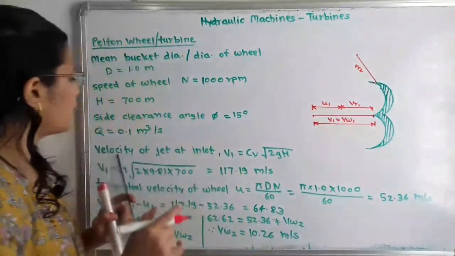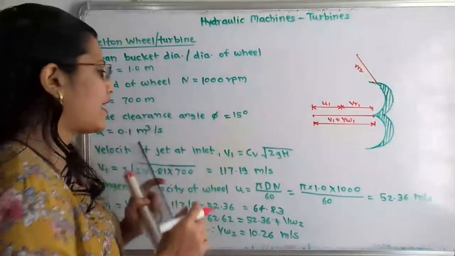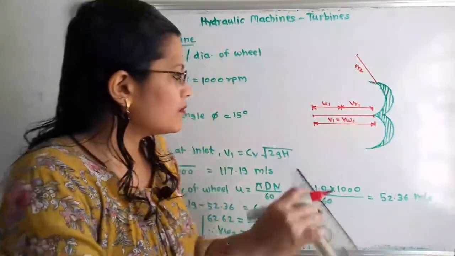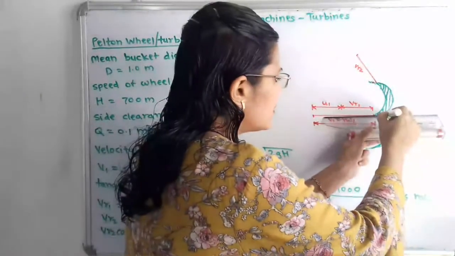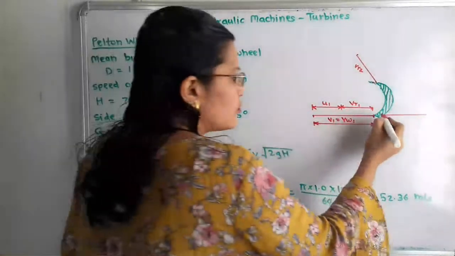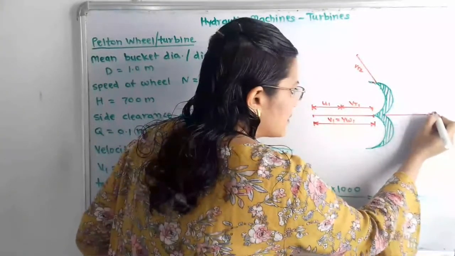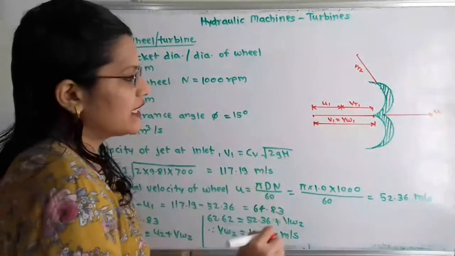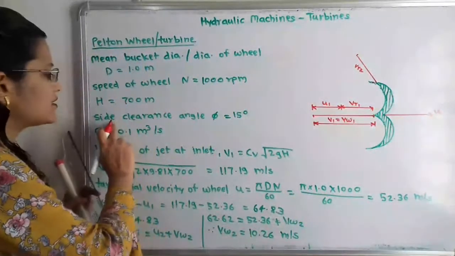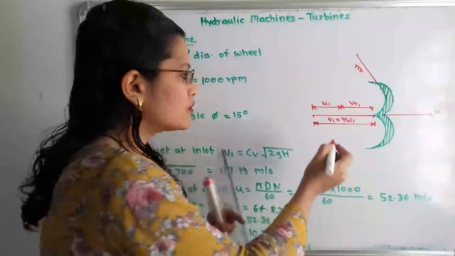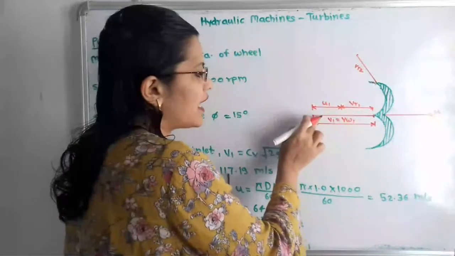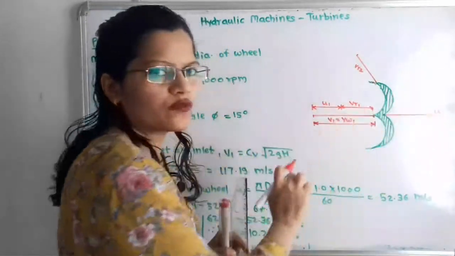But before that we have to first observe here the side clearance angle phi is given. So how to plot this side clearance angle? So here I will extend the speed of the bucket, or we can say tangential velocity of wheel. So here I will show with the letter u. Then I will make here an angle. So this angle I will plot, that is the side clearance angle. So how to plot? So this horizontal direction, the speed of the bucket is shown, that is I have extended this horizontal line in the forward direction.